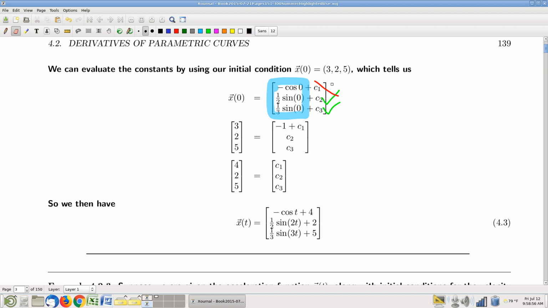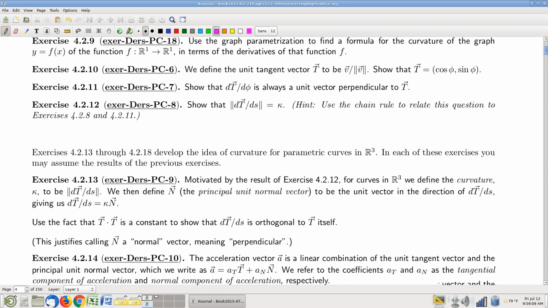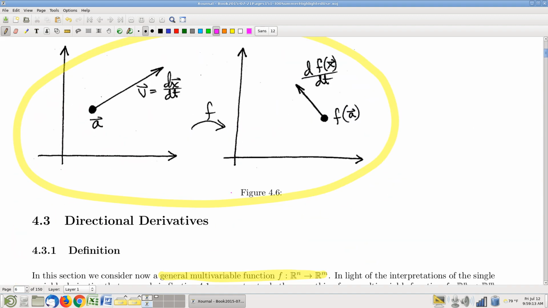Make sure to go through the process, plug in t equals 0, solve as necessary for what those constants are. I got to see that process. Okay. Moving along. More derivatives.